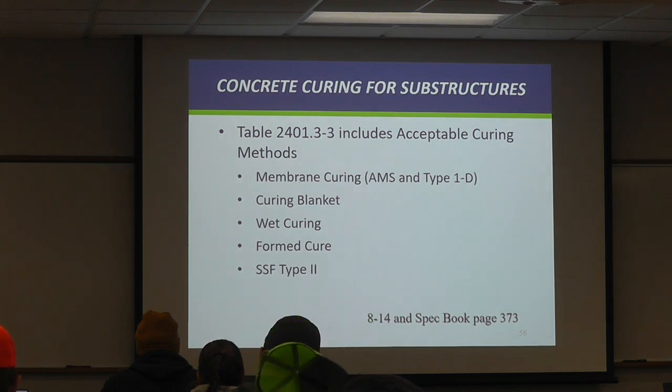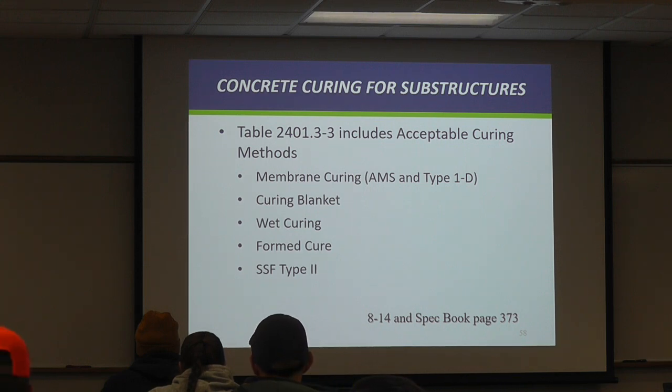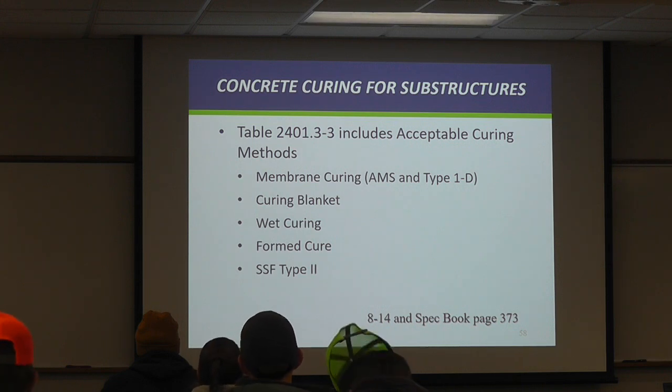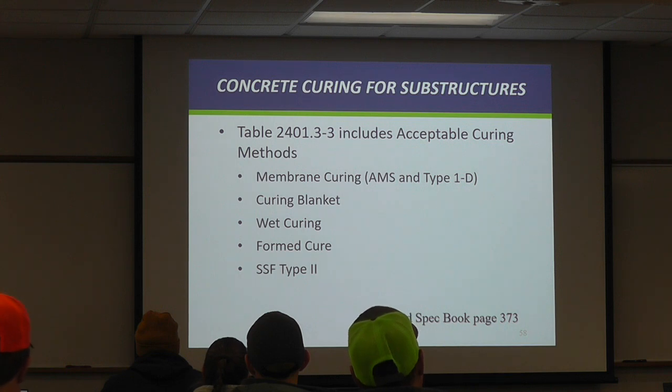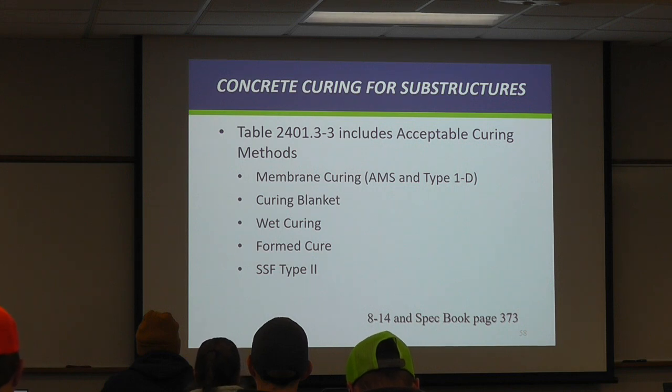So table 2401.3-3, that is on page 373. It's acceptable curing methods. And as we're looking at curing things like footings, like abutments, whatever, there's different things that might work. And so that table shows what's acceptable for footings, for pier caps, for pier columns. And then the columns going across, there's different things that are acceptable.